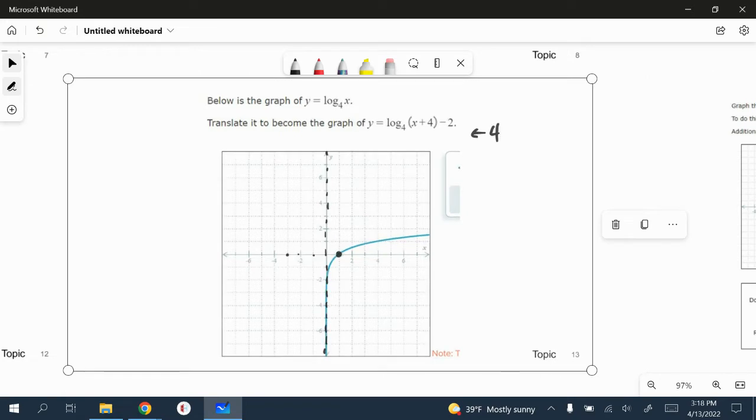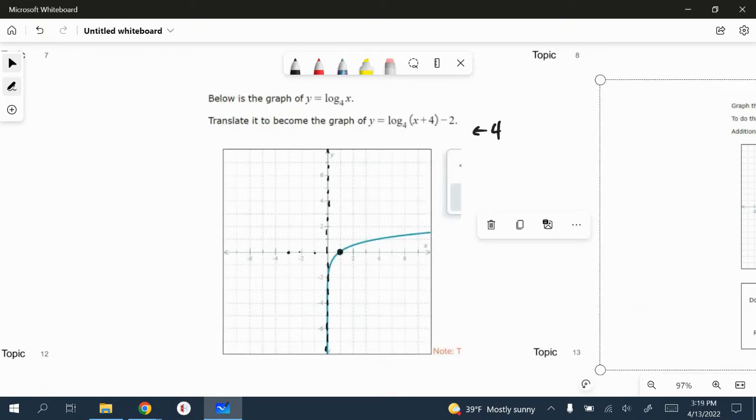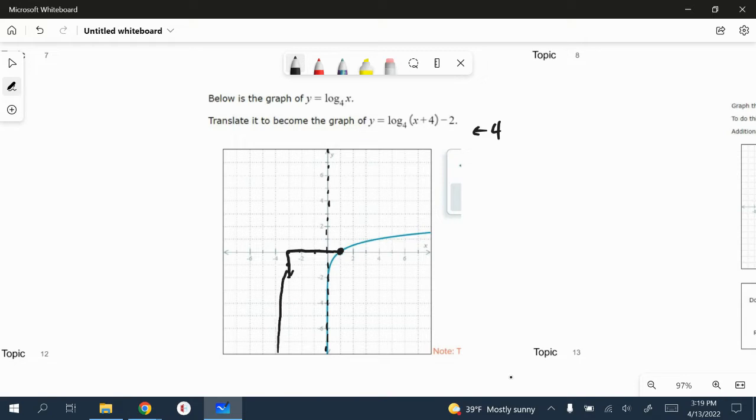Down 2 would be located right there. So basically you're going to take this point, you're going to move it over 4 and down 2, and then you're going to have a graph that is looking something like this.